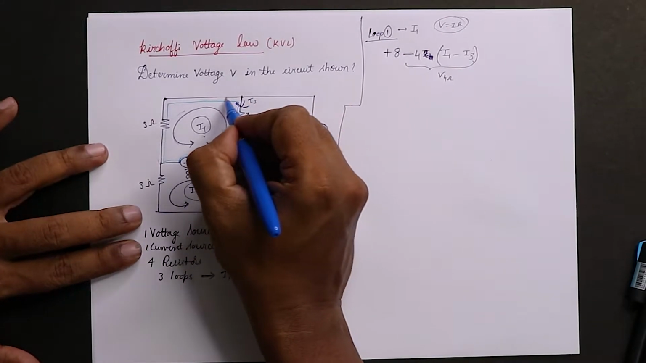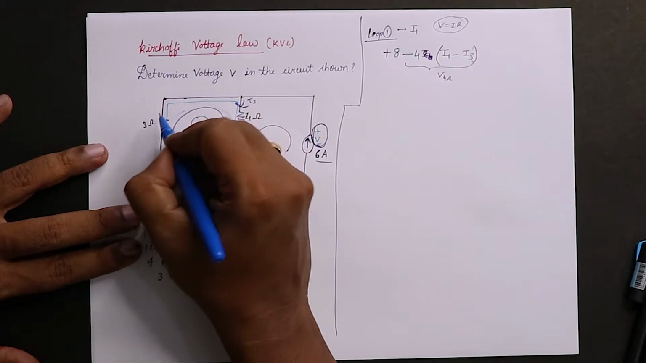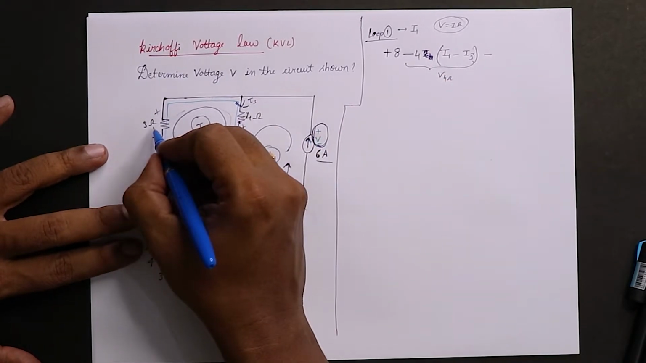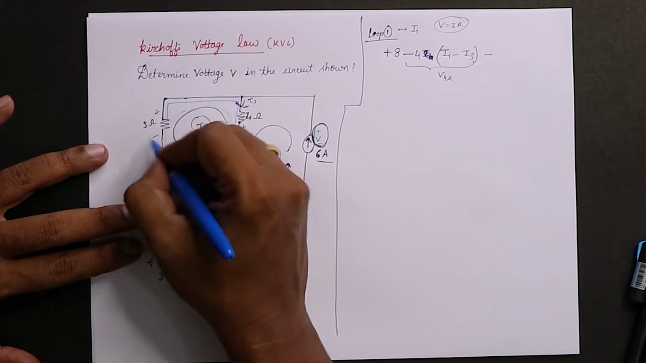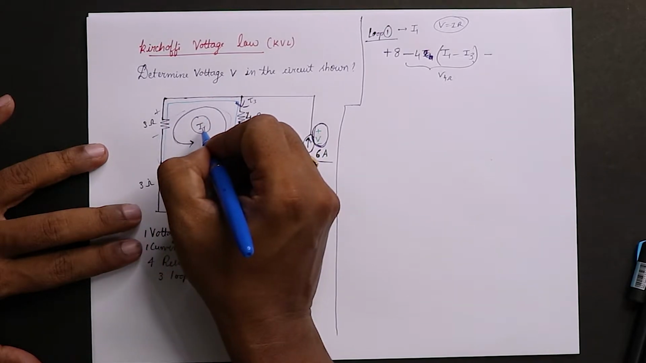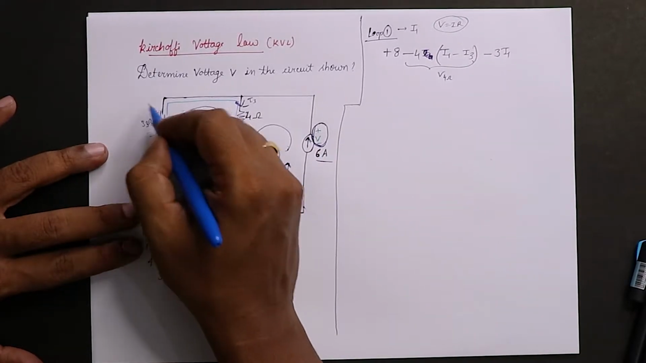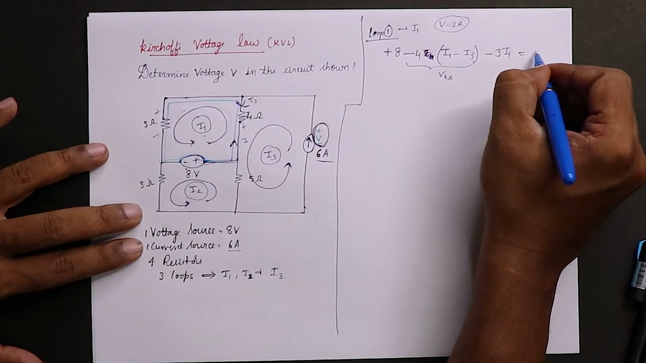Next, the current is coming here. It entered the 3 ohm resistor, so it is plus, and when it is leaving, it becomes minus. Here V is equal to I into R. I is I1, R is 3, so 3 I1. We don't have any other current passing here, and that is equal to 0.